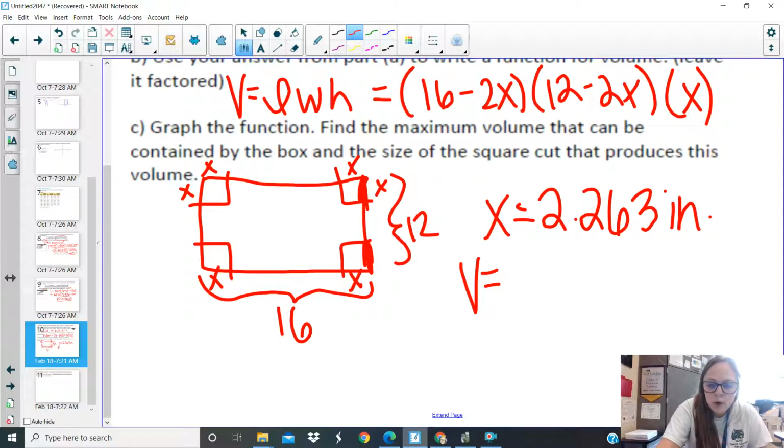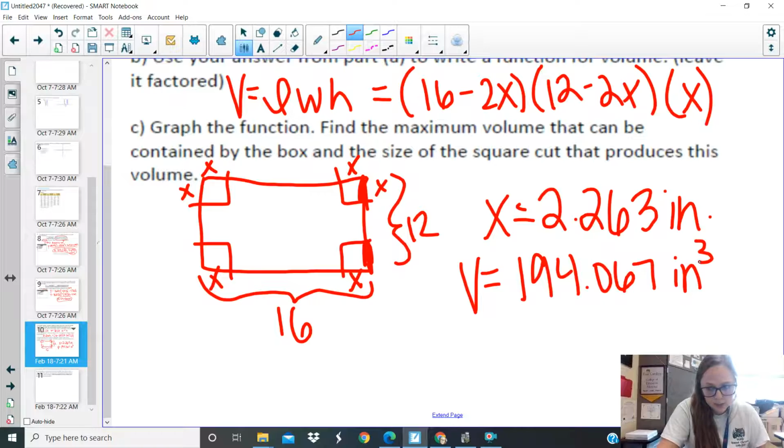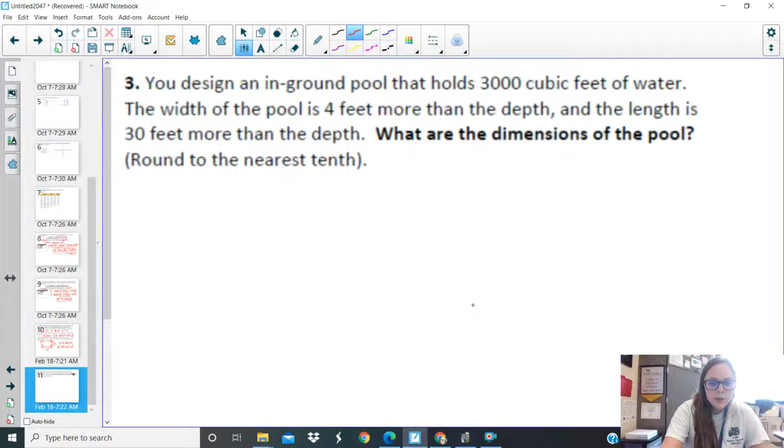So the volume was 194.067, and that would be in inches cubed, would be the units on that one. And then we're just going to do one more example.